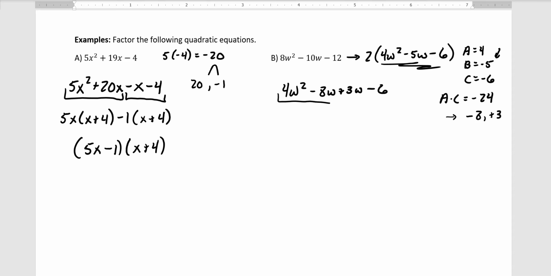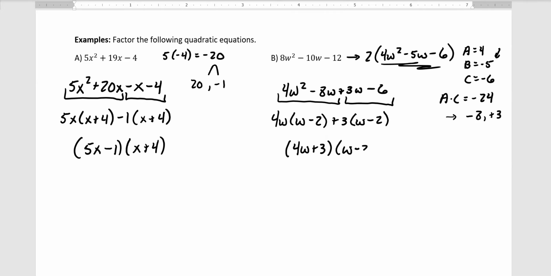Factor by grouping. 4w I can factor out here. I'd be left with w minus 2. I can factor out a 3 here. I'd be left with w minus 2, which means that my factors are 4w plus 3 times w minus 2. And there we go. That is the factored form of 4w squared minus 5w minus 6.